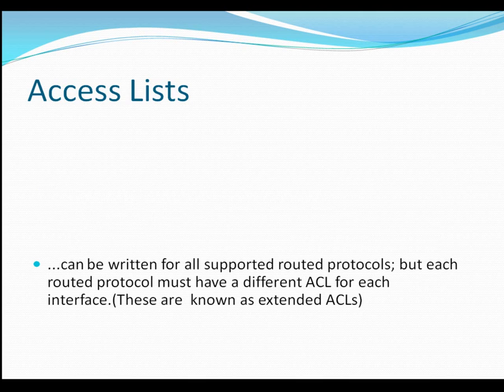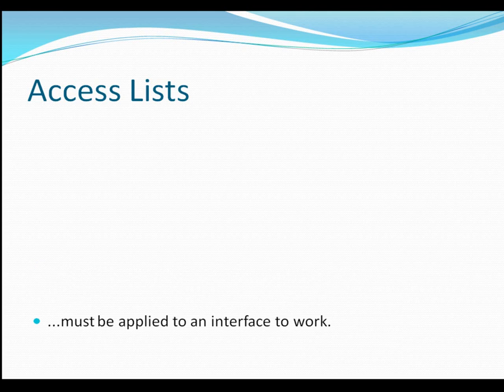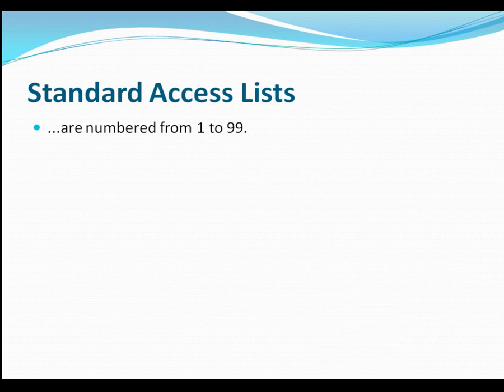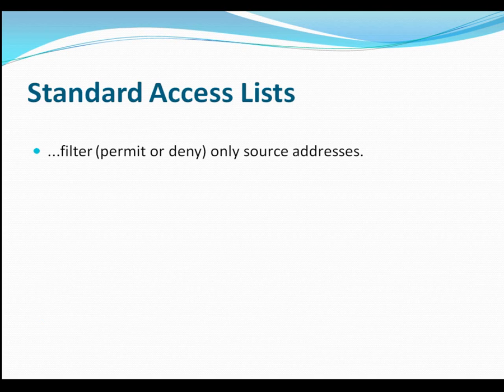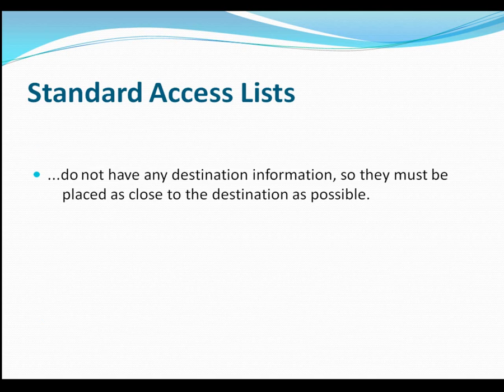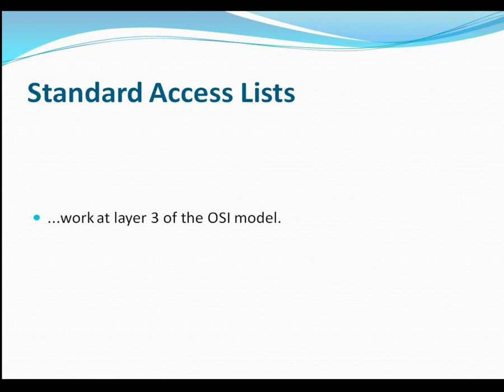They can be written for all supported routed protocols, but each routed protocol must have a different ACL for each interface. These are known as extended ACLs and will be discussed later. They must be applied to an interface to work. Standard access lists are numbered from 1 to 99. They filter, permit or deny, only the source address. They do not have any destination information, so they must be placed as close to the destination as possible. They work at layer 3 of the OSI model.